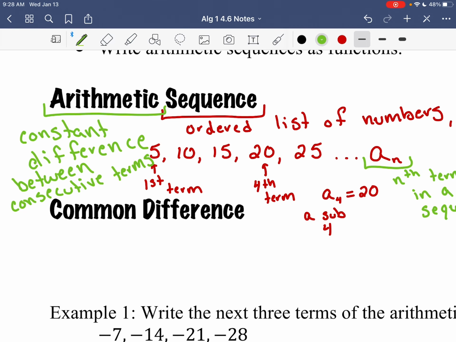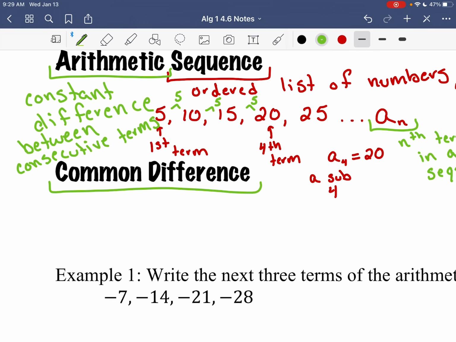What we mean by that is if I go from first term to second term, one right after the other, the difference is the same. So the difference between this 5 and this 10 is 5, because if I take 10 minus 5, we get a difference of 5. The difference between this 15 and this 10 is 5. The difference between this 20 and this 15 is 5. It has that constant difference. If I subtract one term from the term in front of it, I'm always going to get the same thing. And that difference is what we refer to as the common difference.